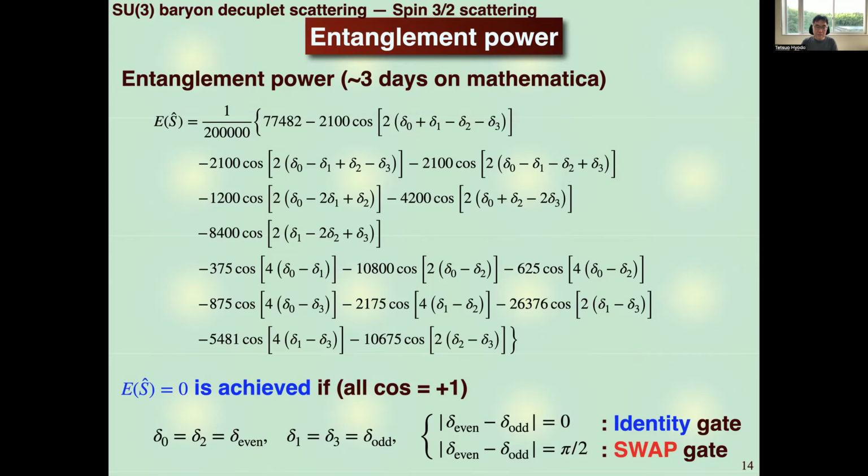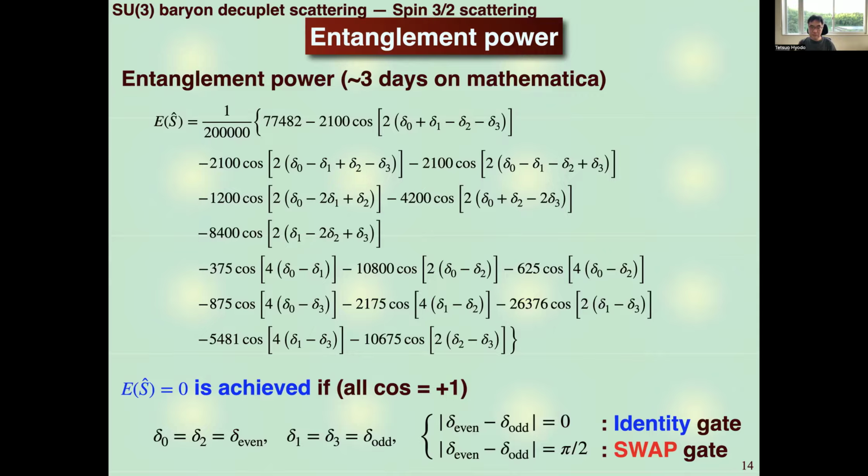Namely, in all cases, delta 0 and delta 2 must be always equal. I think this may be taken from this one because rather than 4, there are only 2 terms here. So in that case, you have to consider this difference should be only pi, which means that these are basically equal, and delta 1 and delta 3 must also be equal. We define these 0 and 2 as the even spin phase shift because they are equal. So there's 1 degree of freedom. 1 and 3 define the odd spin phase shift.